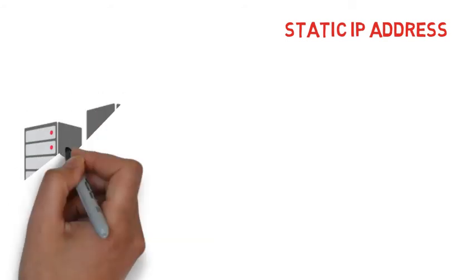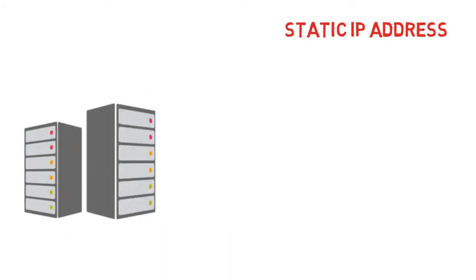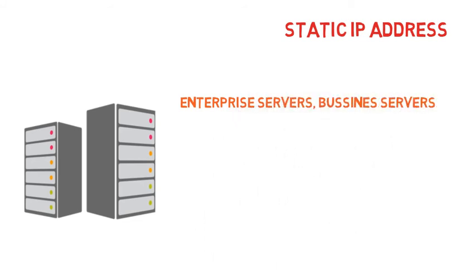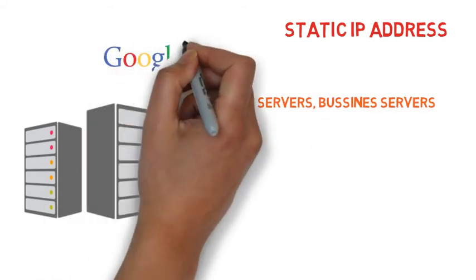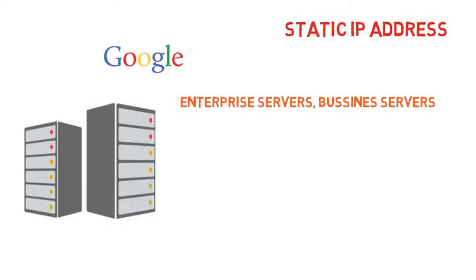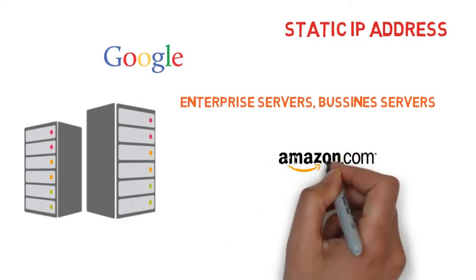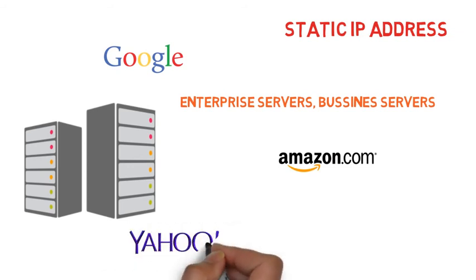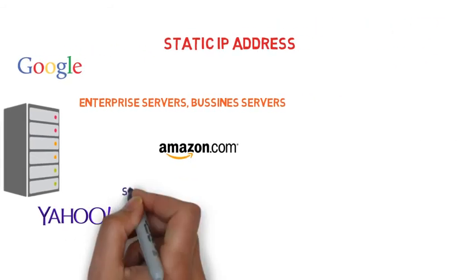A static IP address is simply an address that doesn't change. Once your device is assigned a static IP address, that number typically stays the same until the device is decommissioned or your network architecture changes. Static IP addresses generally are used by servers or other important equipment.